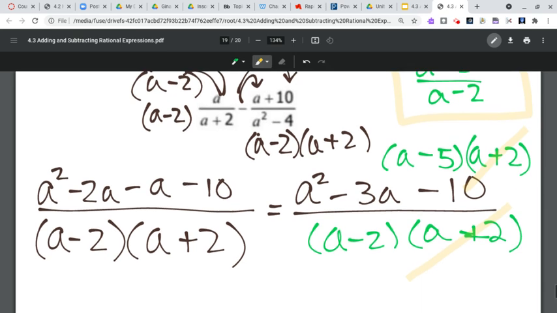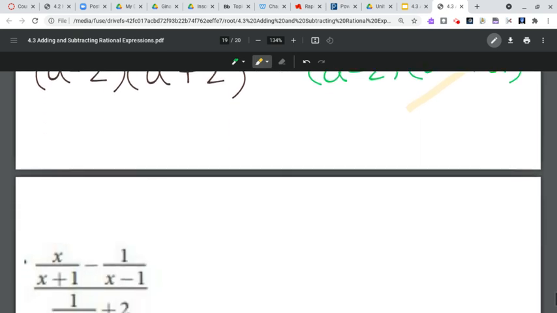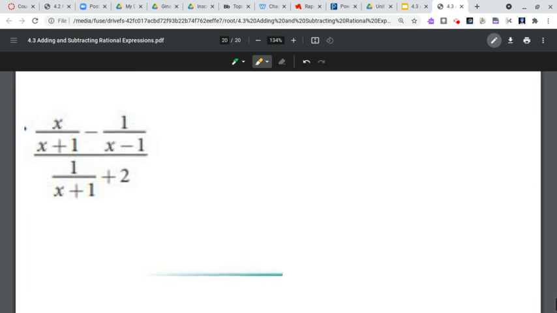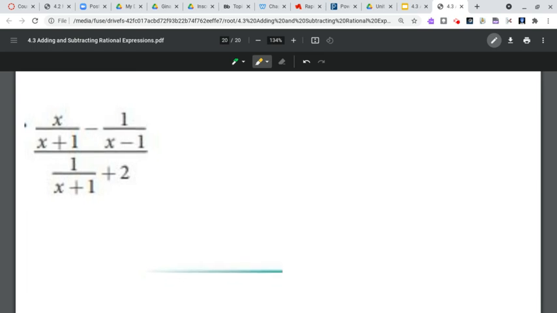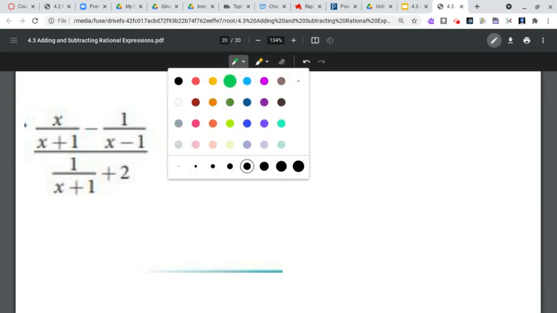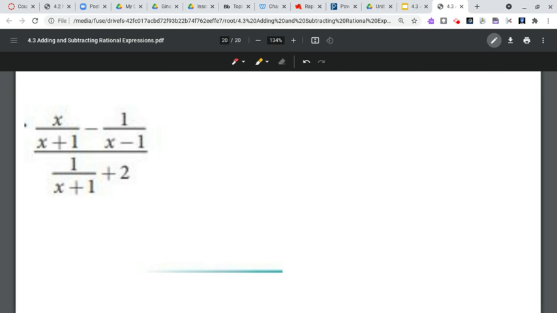Okay, I believe we have one more example, and hopefully this was helpful. Whew, this is a whopper. This incorporates multiple skills that we've worked through the past few days. Okay, let's focus on simply just the numerator at first. Okay, focus just on the numerator.